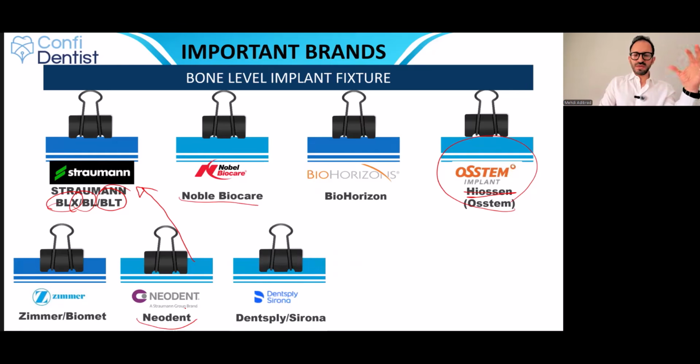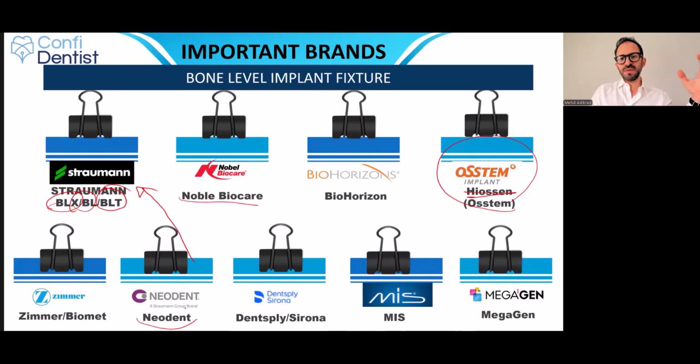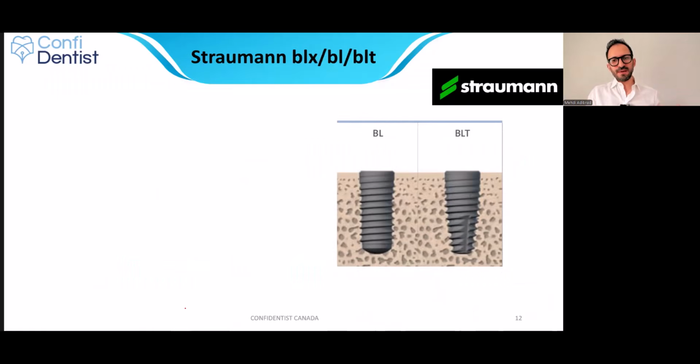Dentsply Sirona has its own implants, with several lines of implants. MIS and Megagen are another two very good performing and popular Korean implants. Dio is also another very good quality Korean implant that is available in the American market. Okay, so I'm going to show you some of these implants, how they look on the X-ray, and some of their important features.